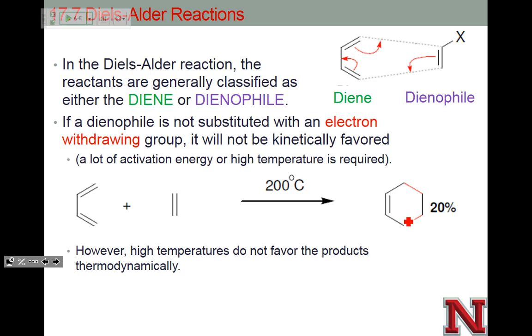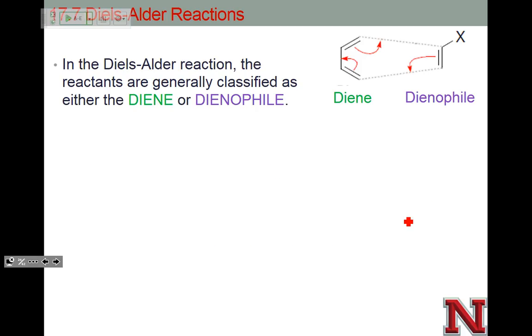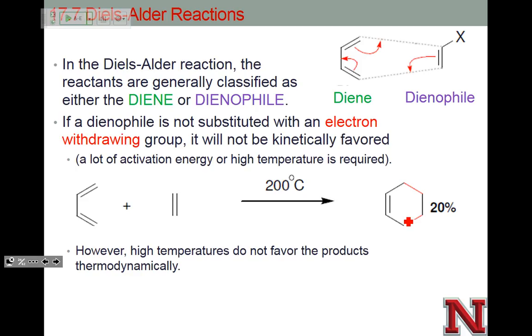If a dienophile is not substituted with an electron withdrawing group, then typically it takes too much energy for the forward reaction to be favored. So if there's nothing here, then we require high temperatures, but high temperatures don't really favor the Diels-Alder reaction very well, because we just looked at that. The higher temperatures favor the retro. So what we need to do is make this more accepting to the diene's electrons. So we can put electron withdrawing groups on the dienophile, and we can lower the reaction temperature and increase the rate.